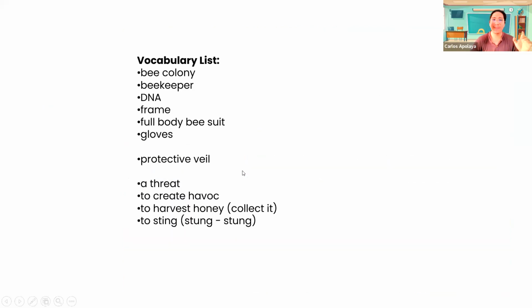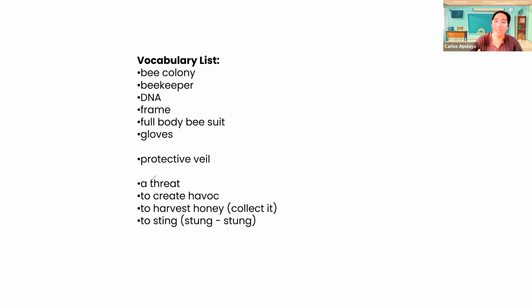What else? Then we have the full body bee suit. Suit, traje, full body, de todo el cuerpo, bee para abejas. Then we have the gloves that cover your hands. The protective veil, like when you get married, or maybe you are the wife, of course, I don't know. When you go to the church, you have the veil. El velo protector. When you say helmet, literally it is casco. But it depends, of course. If you think that this is a casco, it's okay. You can say, please put on the helmet or protective veil, which is the appropriate name for that.